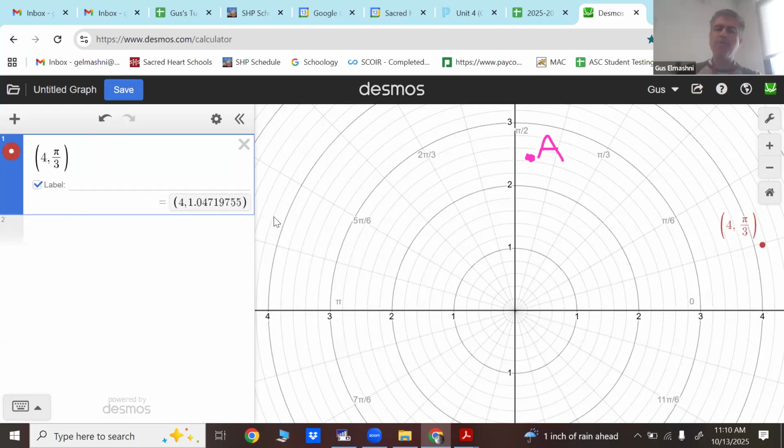Oh, you know what it's doing? It's doing it as rectangular. That's why it's not doing it as polar. It's actually graphing 4 comma 1.1-something on the XY plane. So I need to figure out how I'm going to do that.